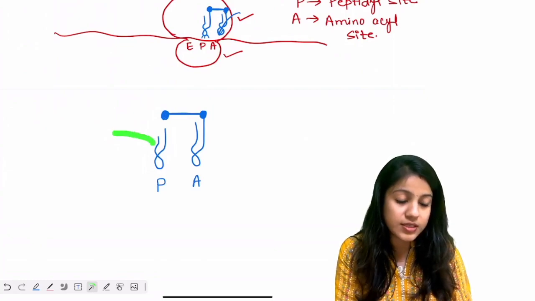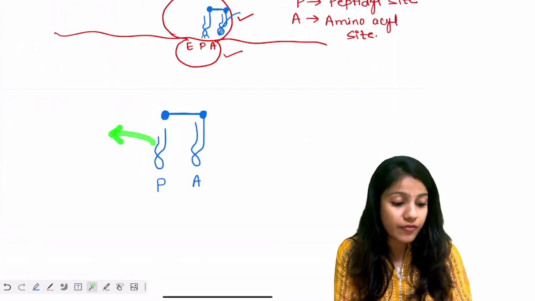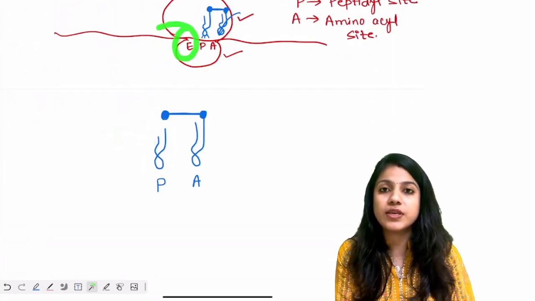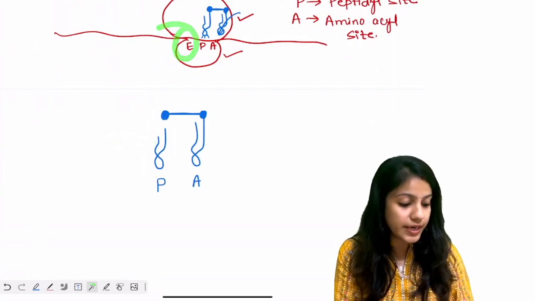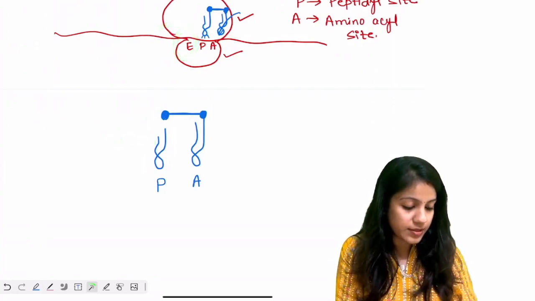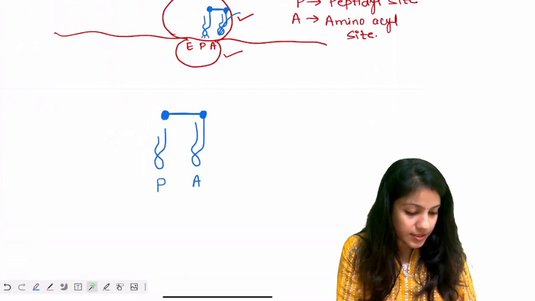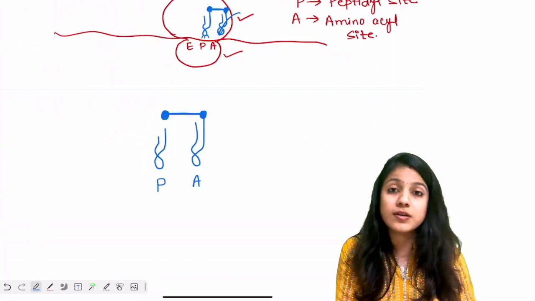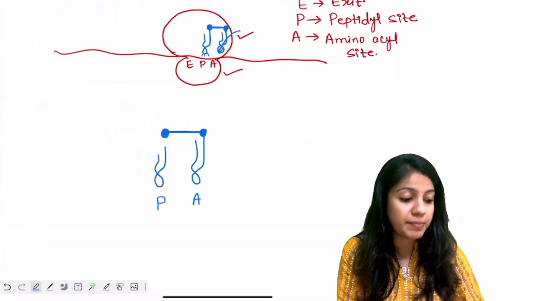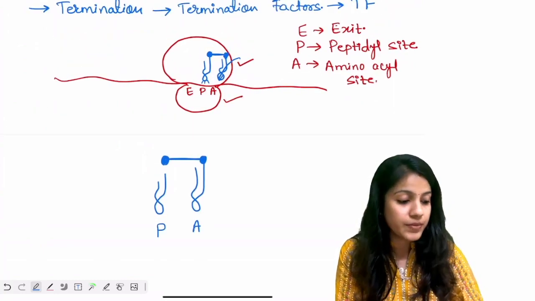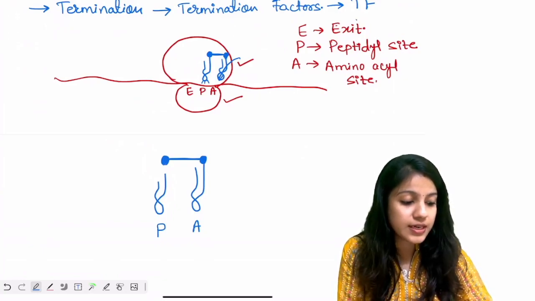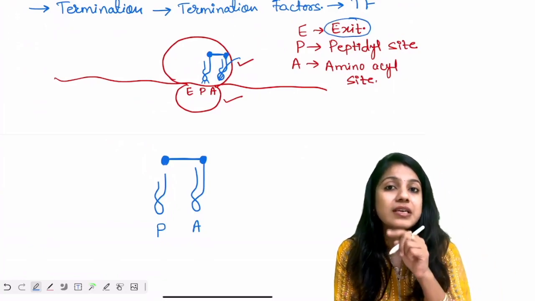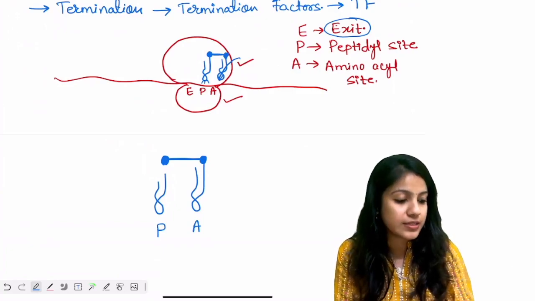Now this tRNA will take an exit. From where? From this E site of the ribosome. Right. Now what will happen? Since the ribosome will keep on moving, how is it moving, and why are they called peptidyl and aminoacyl sites? You got clear with the exit site, right? That means from the E site, a tRNA will take an exit.